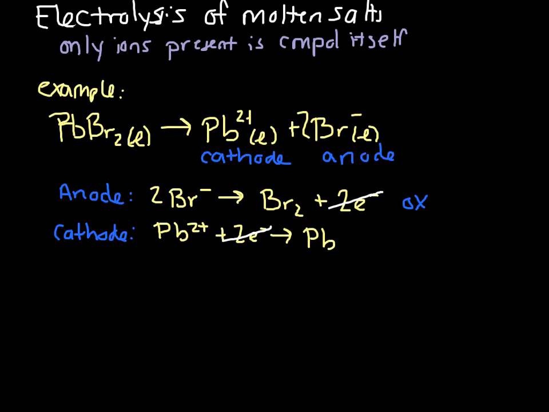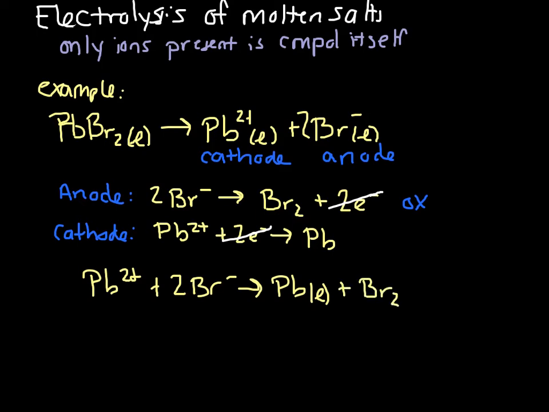So we have our lead ion, Pb2+, reacting with our bromide ions, 2Br-, to create lead, Pb, and bromine, Br2, in their individual states.